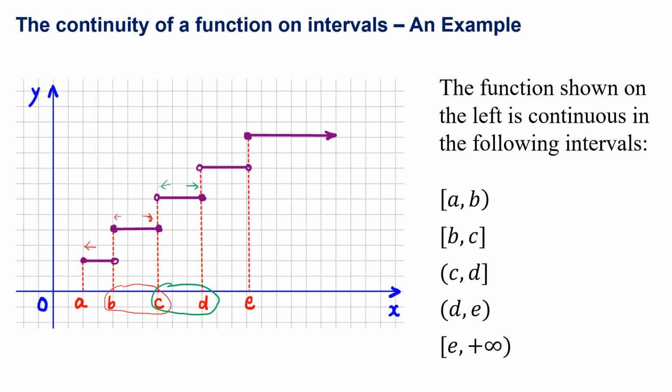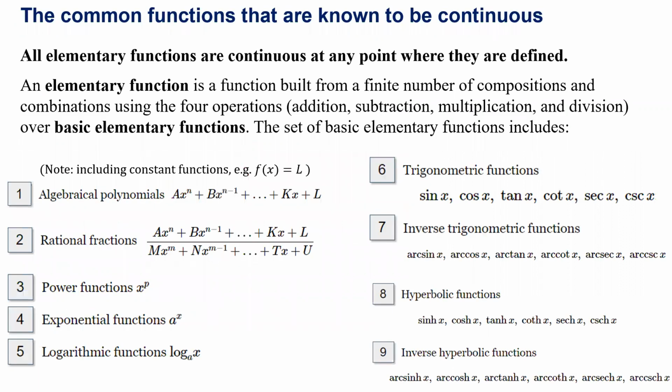Okay, so we have talked about the concepts of continuity of a function at a certain point or in an interval, right? So next, let's have a look at the common functions that are known to be continuous. We have the following statement here. All elementary functions are continuous at any point where they are defined. So note here, you need to know what is an elementary function.